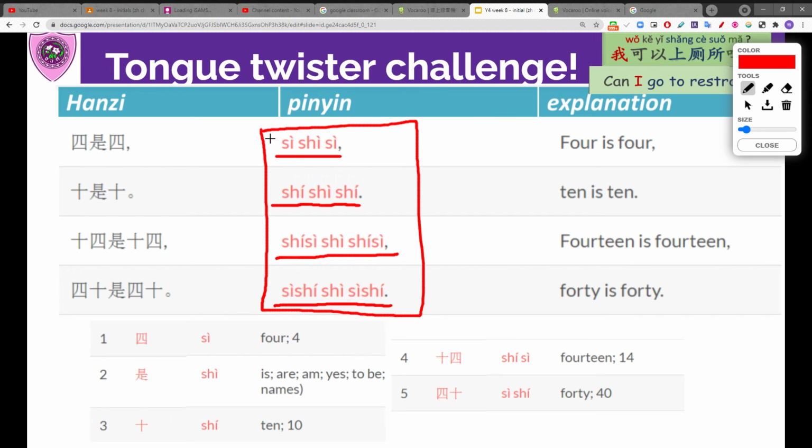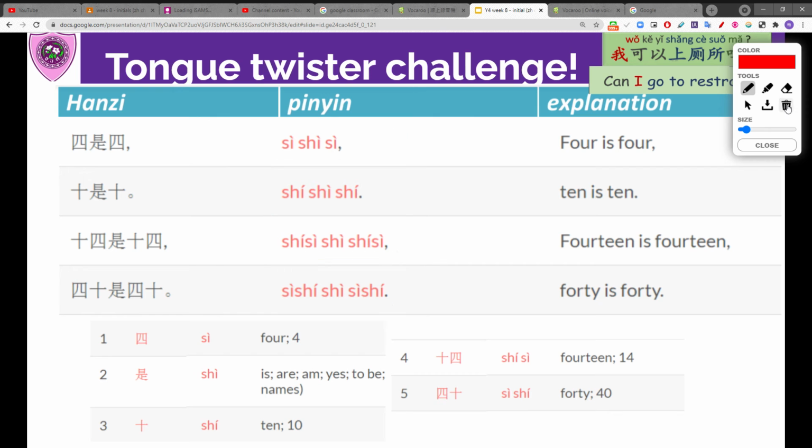4 sentences. Okay, it's not that hard when you see it, but I can tell you it's quite hard when you read it. Okay, so right now try to read it one more time, but this time I will be faster in my speed. Okay, let's read it with me. 4是4，10是10，14是14。40是40。Okay, do you got it?